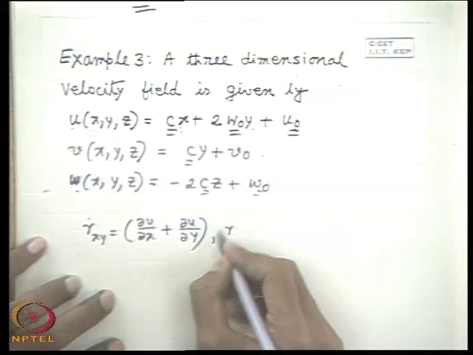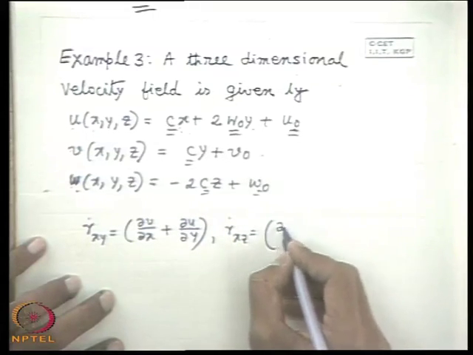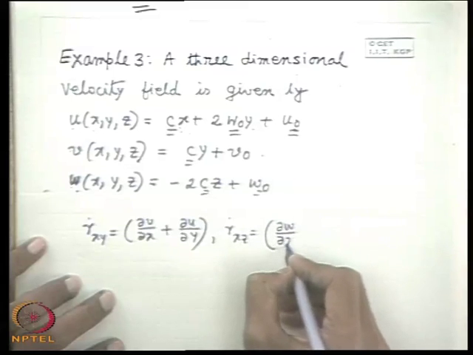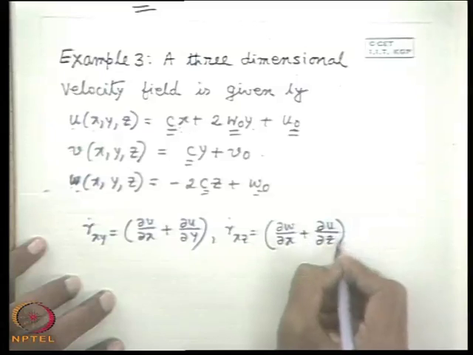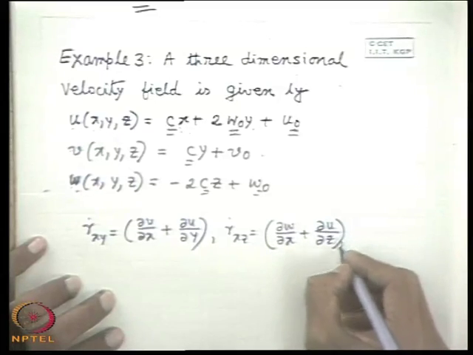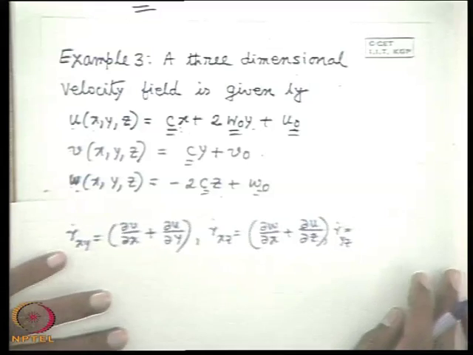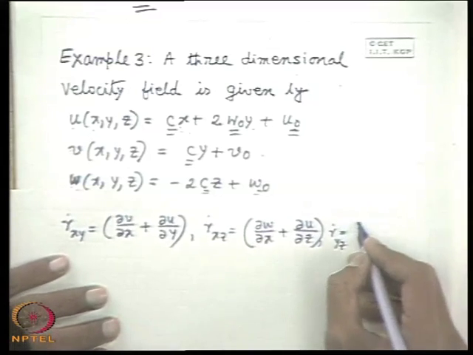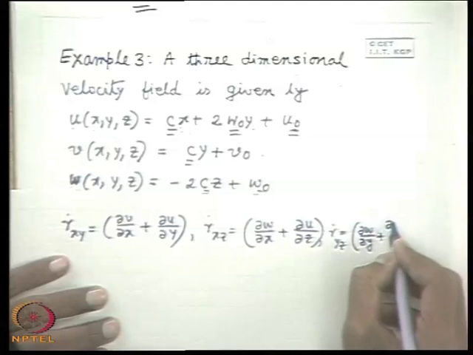Similarly, gamma dot xz plane, what will be the value? Del w del x plus del u del z. And gamma dot yz is equal to what? Gamma dot yz is del w del y plus del v del z.